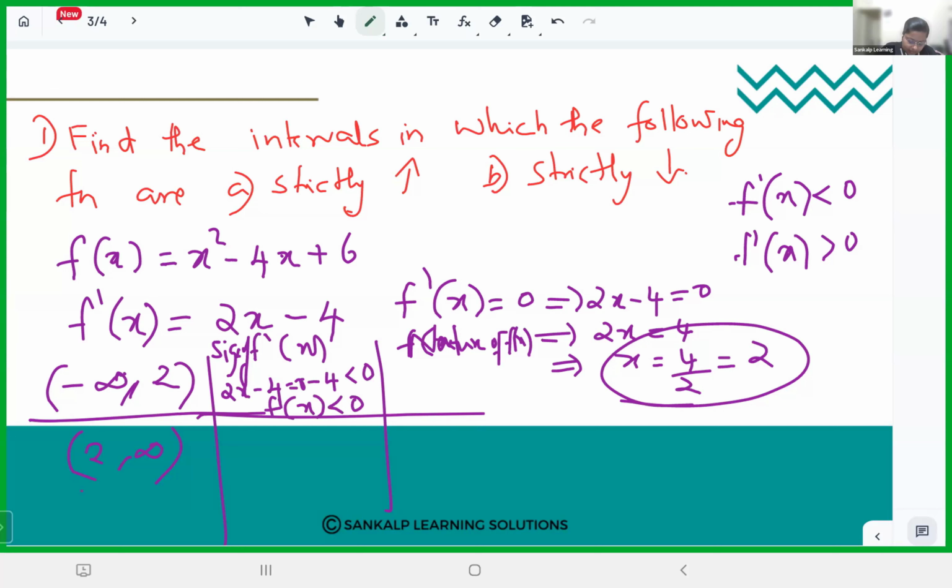Now, consider the interval 2 to infinity. Okay, take x is equal to 3. x equal to 3 belongs to that interval, right? And now what you have to do? 2 into 3.